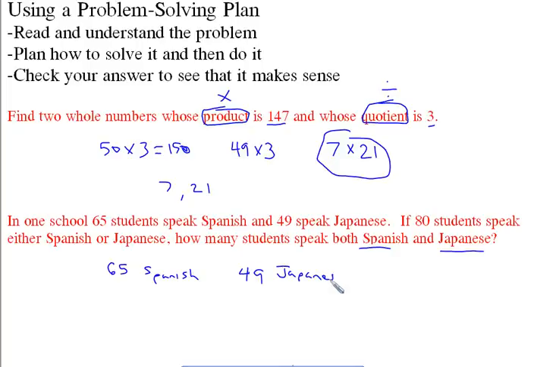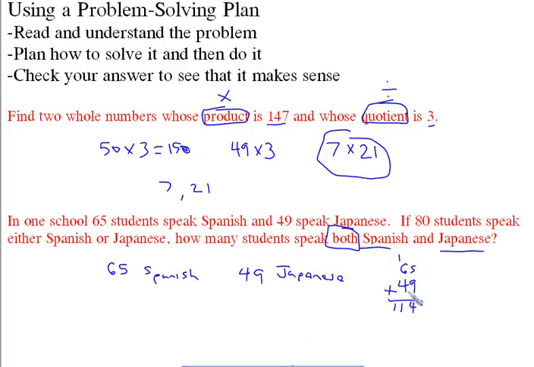And feel free to write this stuff out as much as you need to. And then we've got 80 that speak either. So we know, hey, that number's bigger than 80. If we add that number to that number, we've got a number that's bigger than 80. So let's add those up and see. So 65 plus 49, that's going to lead us to 114. Okay, wait a second here. 114 speak this or this. If 80 speak either, that means they speak only one of them. Now the problem is, how many speak both?